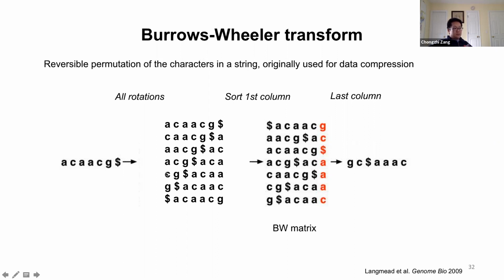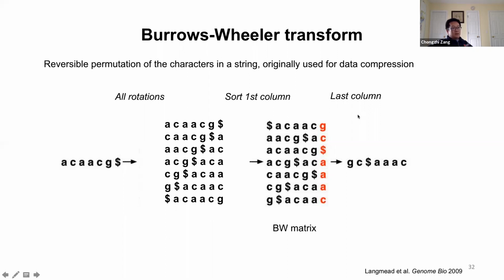As we can see, across all of the rotations, the characters next to each other always stay unchanged. Say this A is followed by a C. In every rotation, this A should always be followed by that C. So we get all the possible rotations to generate this matrix, and then we sort the first column.